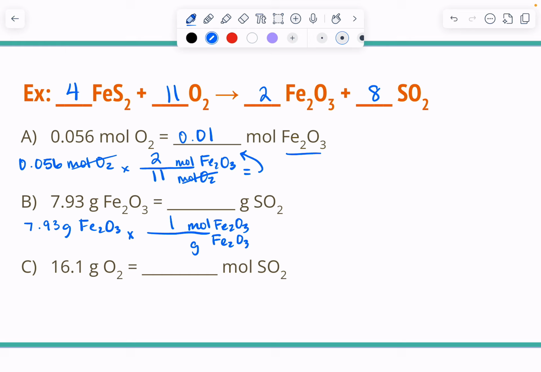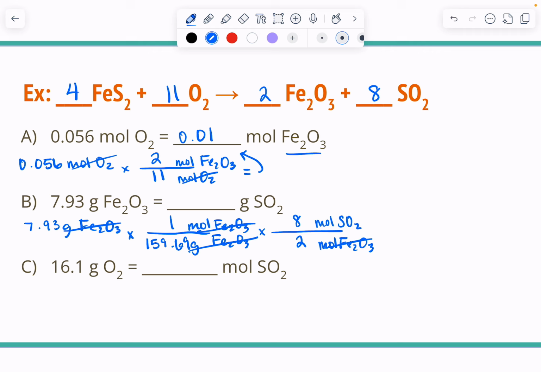So when you add up the 2 irons and the 3 oxygens, you're going to get a pretty heavy amount here, 159.69. Your grams of Fe2O3 is going to cross out, and you're left with moles. At this point, you can use your mole ratio to get to your desired product because we have that balanced chemical equation. So this is going to be an 8:2 ratio.